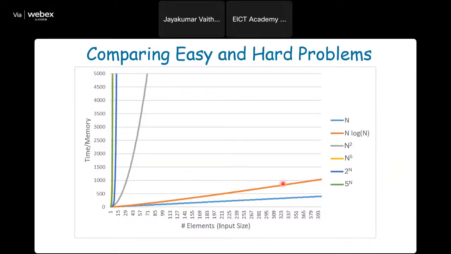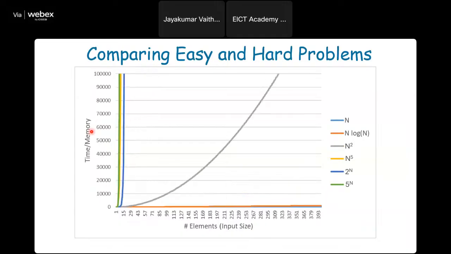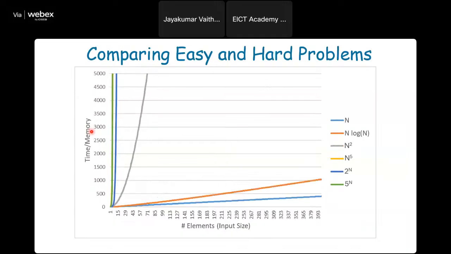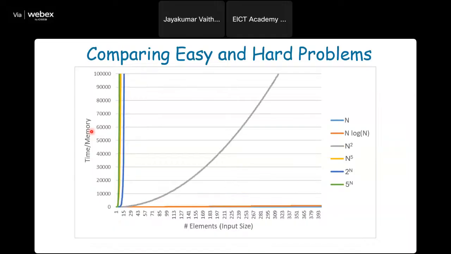If you keep on increasing the function difficulty, take an example of 2 power n and 5 power n. Okay, you see, based upon your function growth rate, the classification becomes much harder, right? So keep on increasing your inputs. Now I increased, you can see the difference. I increased the timeline and also memory. You can see the clear difference.